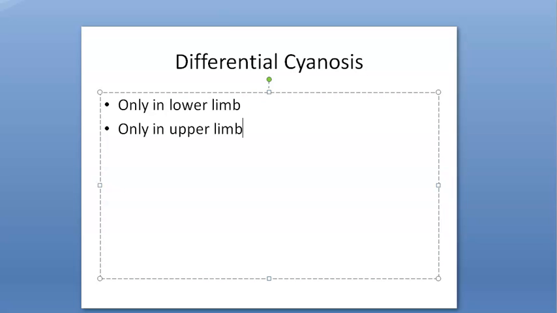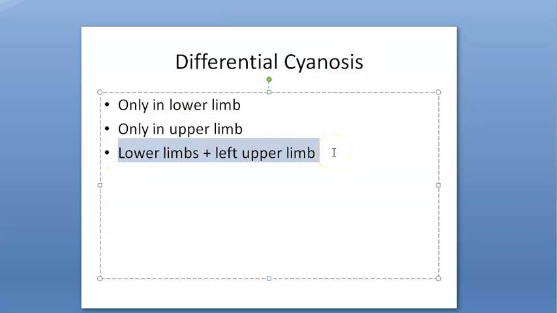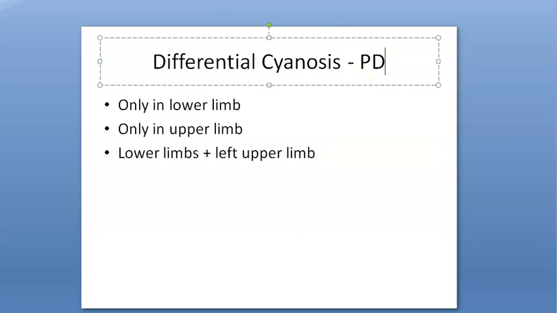So, it can be only lower limbs plus left upper limb. Wow. Or lower limbs plus left upper limb. So, what do you think? Left means something to do with the heart? So, all this is happening in patent ductus arteriosus, okay?